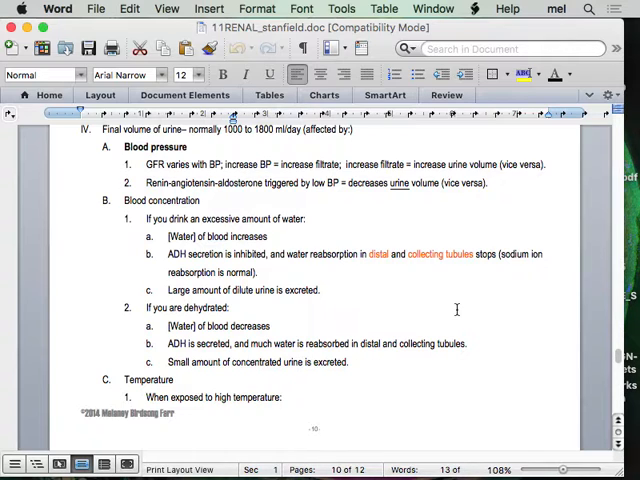So this is not released at a constant level. It's just tweaking based on, if I had coffee this morning, it's going to make me pee like a racehorse, right? And then I might need more ADH, right? So that is changed based on the body's needs.